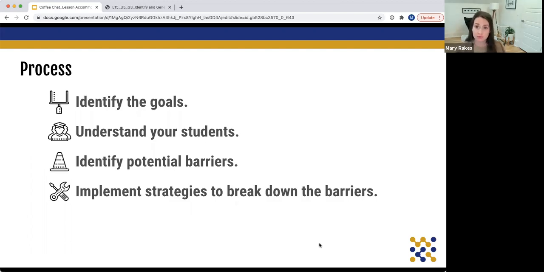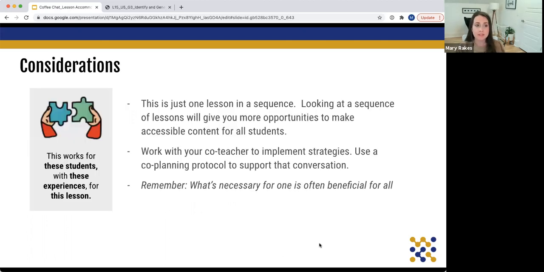So that was a total flyby of this process of going through the goals, looking at my students, identifying the barriers, and then putting some strategies in place. The key consideration here is that this is what I would do. It's a puzzle piece, right? So we're thinking about these specific students with the specific experiences that they have for this specific lesson. So it's just one lesson in a sequence. It may be different for other lessons, or looking at multiple lessons in a row is going to give me more opportunities to make the content accessible. But this is what these students are going to need right now.